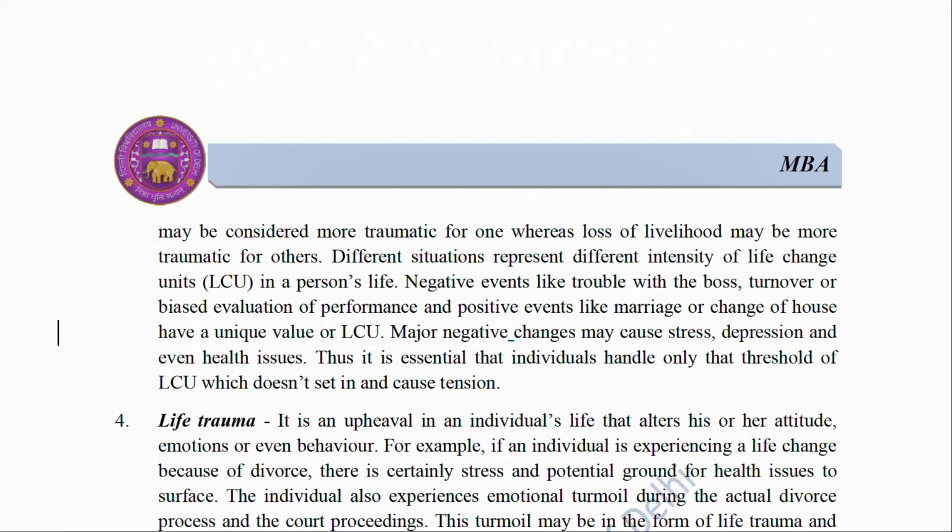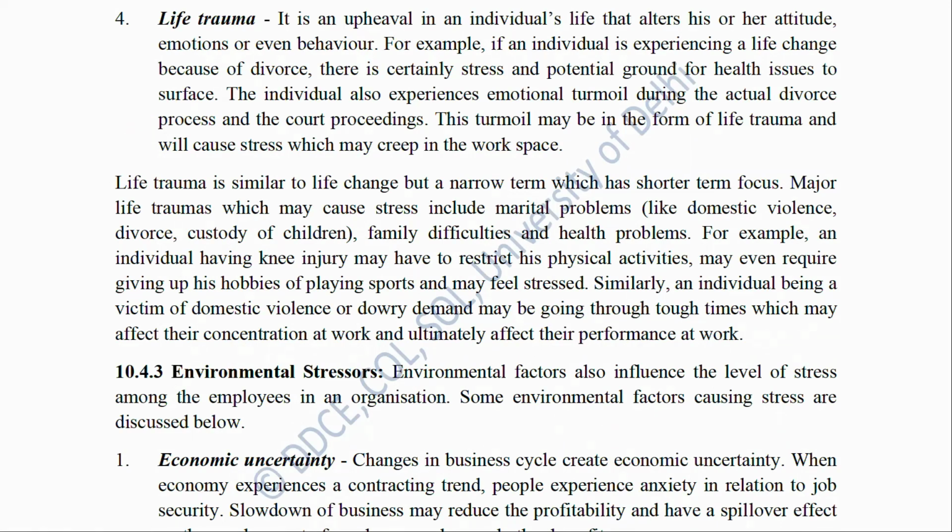Fourth, life trauma. It is an upheaval in an individual's life that alters his or her attitude, emotions, or even behavior. For example, if an individual is experiencing a life change because of divorce, there is certainly stress and potential ground for health issues to surface. The individual also experiences emotional turmoil during the actual divorce process and the court proceedings. This turmoil may be in the form of life trauma and will cause stress which may creep in the workspace.